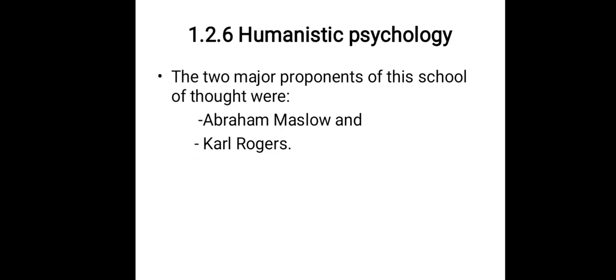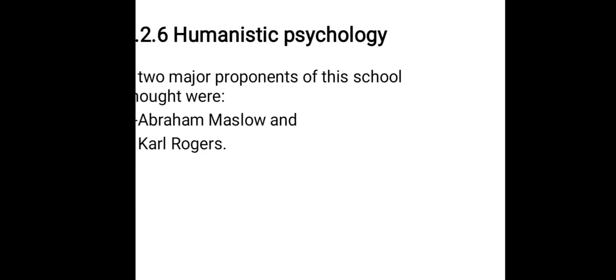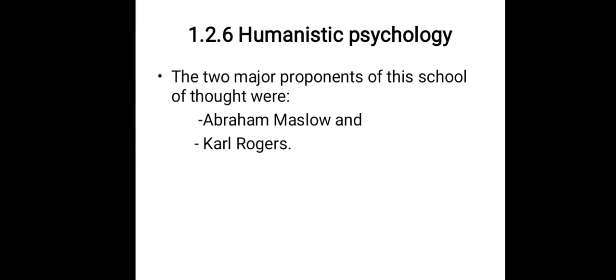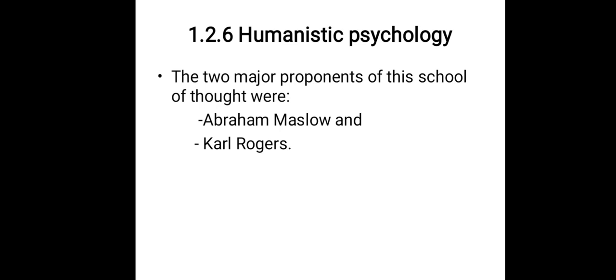So the second thing that we are going to be discussing is humanistic psychology. This is also a school of thought of psychology that developed in the late 20th century. The major figures of humanistic psychology are Abraham Maslow and Carl Rogers. This is Abraham and this is Carl.